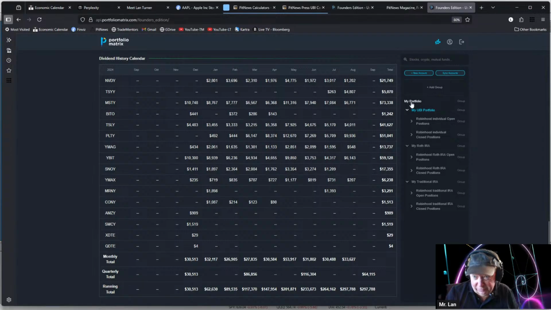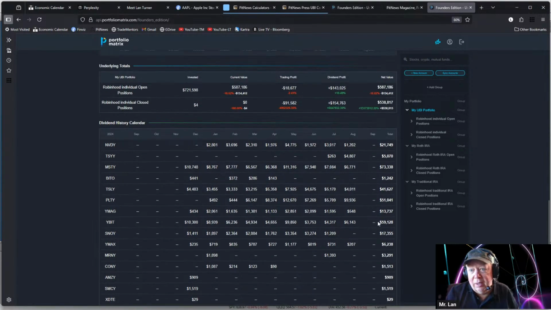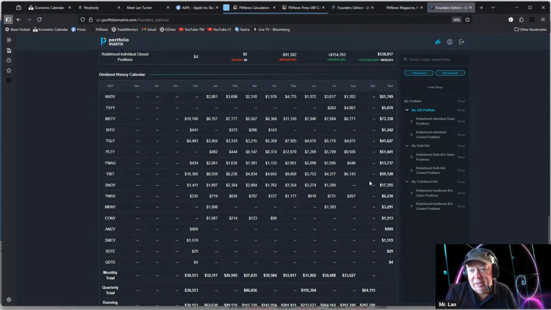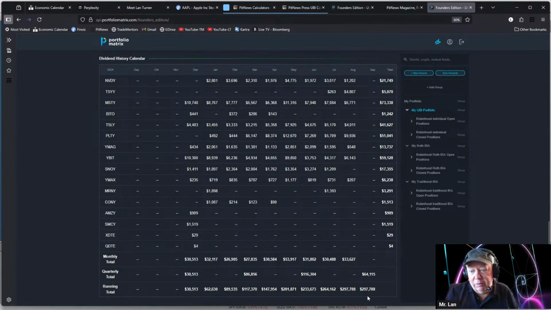If I click my full portfolio, it'll take all of them: my UBI portfolio, my Roth IRA, and my traditional IRA, because those are the ones I have in here. It will line those out and show them to you right here. So you can see quarterlies, and then you can see running total. Right now, as of September, I have nothing coming in September, but my running total for the month of September is the same as August, because August is my last payouts.